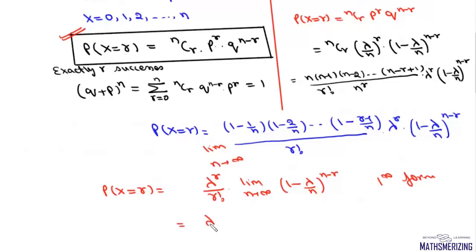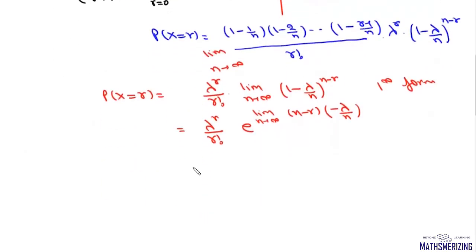And for 1 to the power infinite form, we can directly use this shortcut. So it will be lambda to the power r upon factorial r, and here it will be e to the power this limit n tends to infinite, and here it is g(x) is n minus r into f(x) minus 1, so it will be minus lambda upon n. Now this is infinite limit. Coefficient of n in the numerator is minus lambda, and the denominator it is 1. So it will be equal to lambda to the power r e to the power minus lambda upon factorial r.